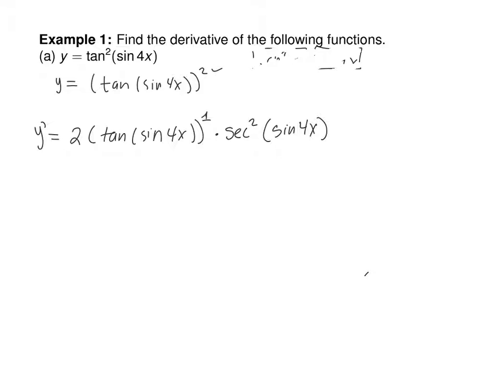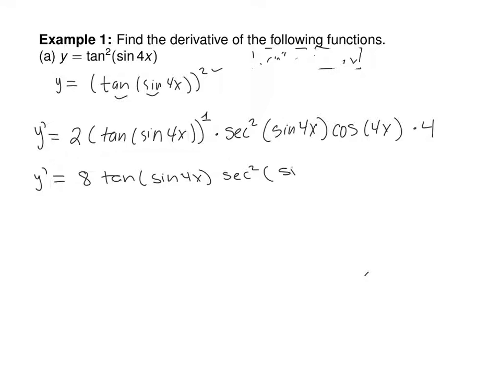Okay, so you did the squared, you did the tangent, who's next? You did the sine, and then who are you still missing? 4. So is there much you can do to that to simplify it? You could make it 8, right? 8 tangent of sine of 4x, secant squared of sine of 4x, cosine 4x, and that's it.